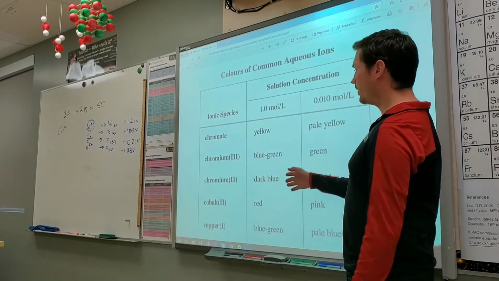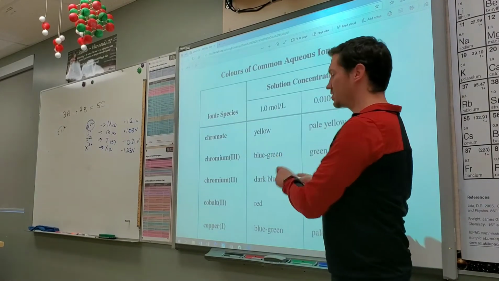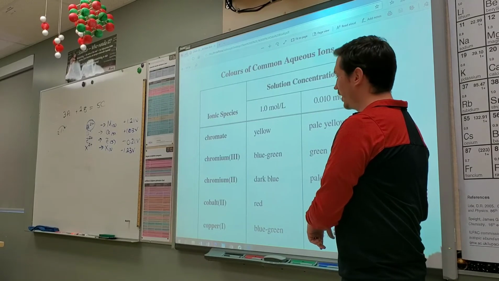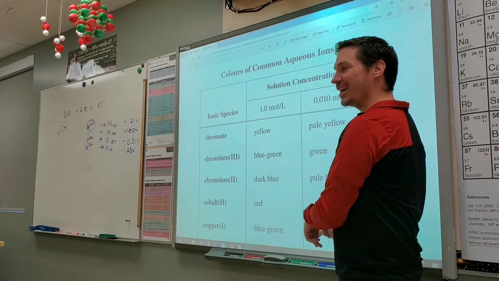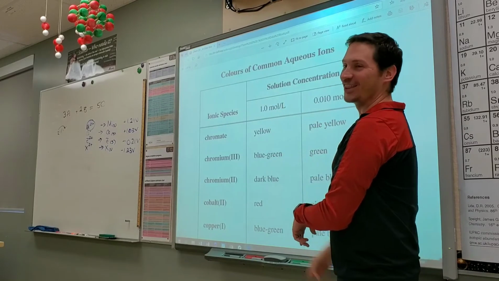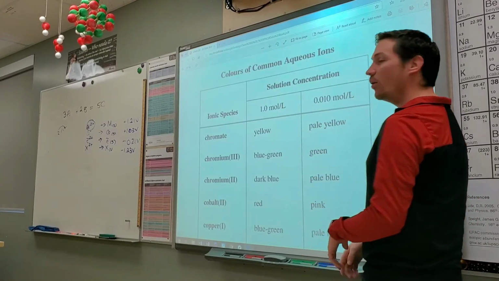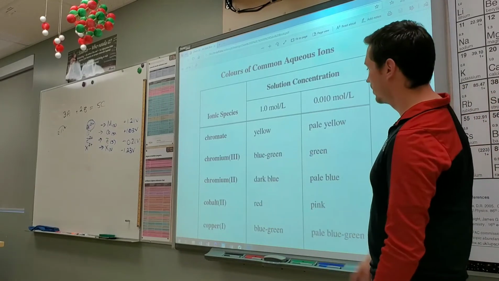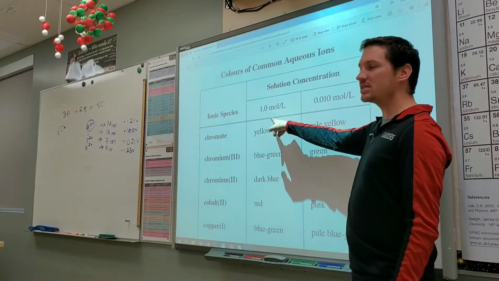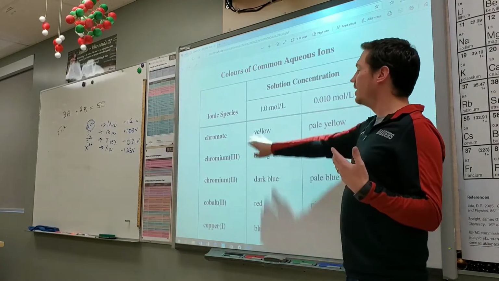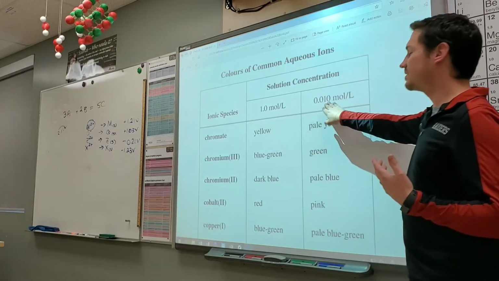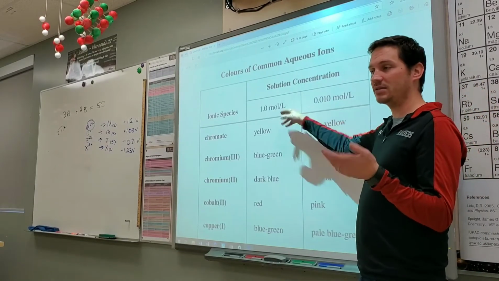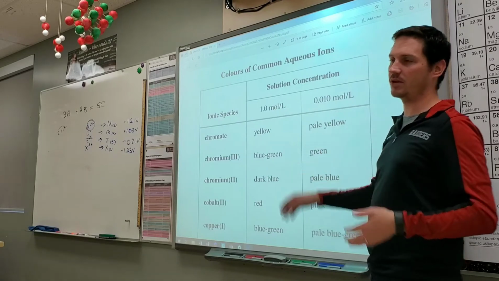And so, okay, there's 2 columns here. What's the difference between this column and that column? Okay, in general, what do we call this? Concentration. The concentration of the ion. So which one is more concentrated and which one is less concentrated? First column is more concentrated. This is what we would describe as concentrated and this is dilute. This is 100 times more dilute than that.